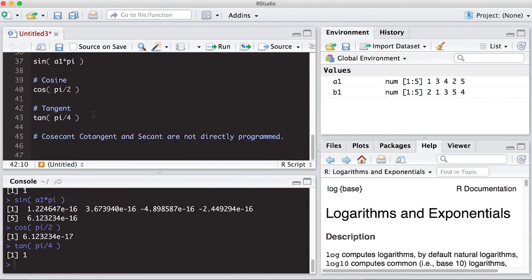All right, so now we have a handful more functions that are available for us in R for mathematical operations. So you can go to the next video.